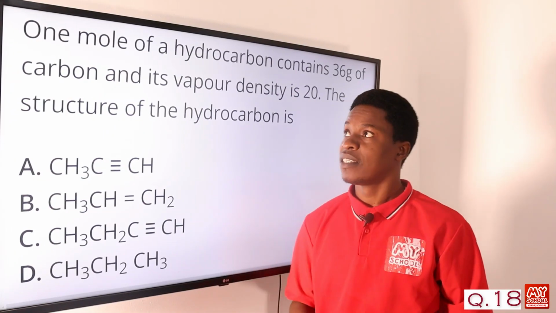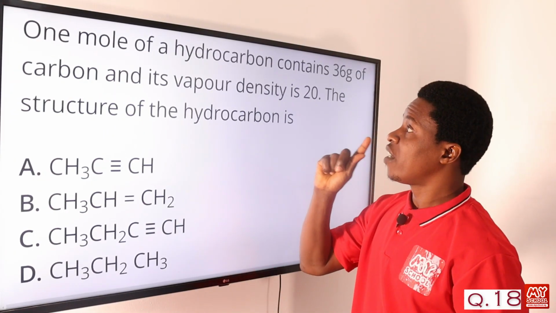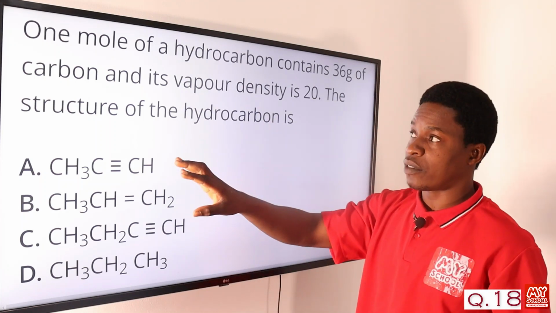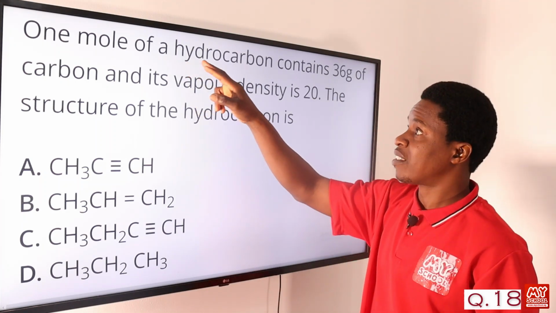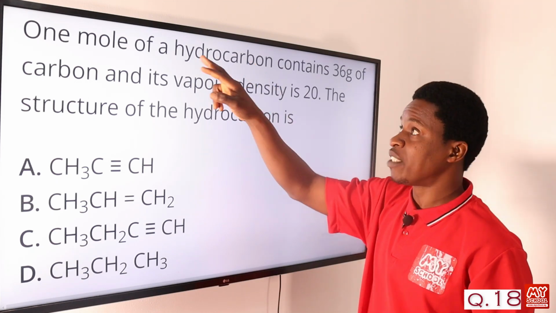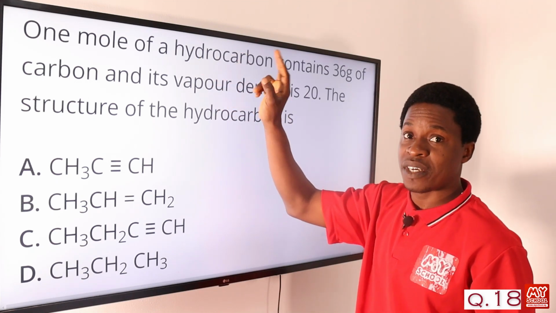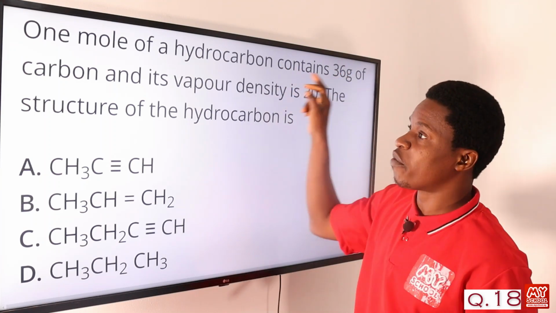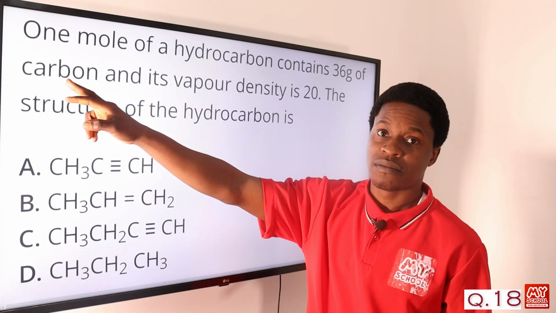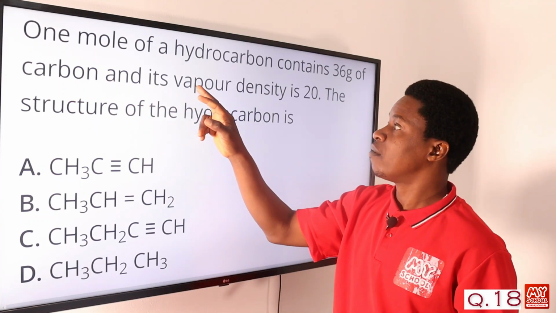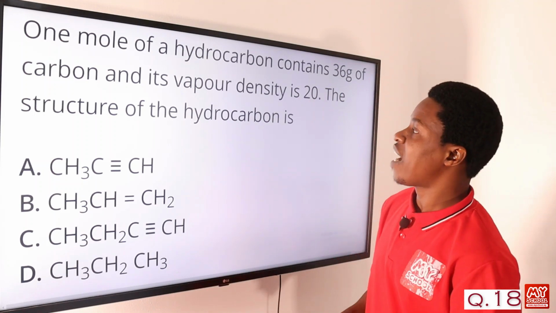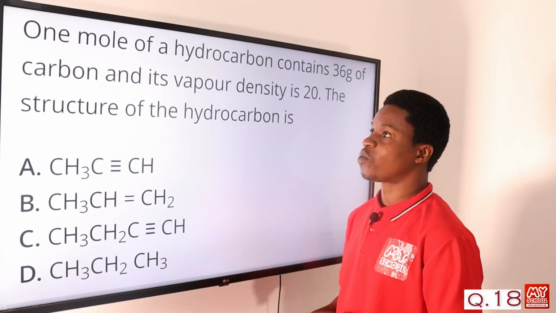Question 18. 1 mole of a hydrocarbon contains 36 grams of carbon. Of course, don't forget when we talk about hydrocarbon, we talk about hydrogen and carbon atoms present in there. But we're already given that it contains 36 grams of carbon, and its vapor density is 20. The structure of the hydrocarbon is what? How do we know what the structure of the hydrocarbon is?